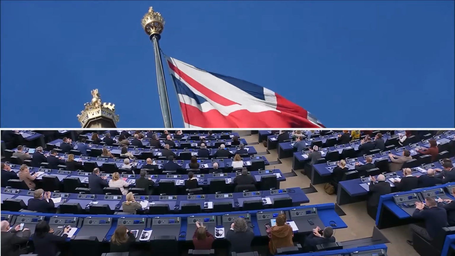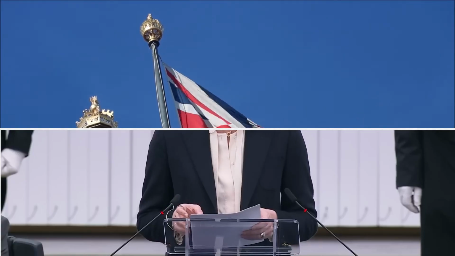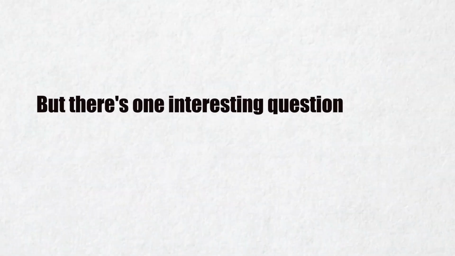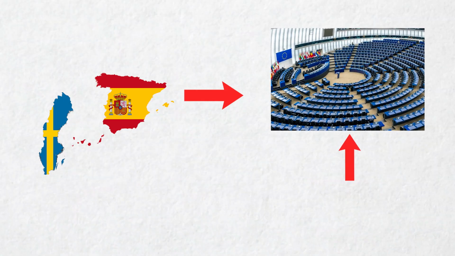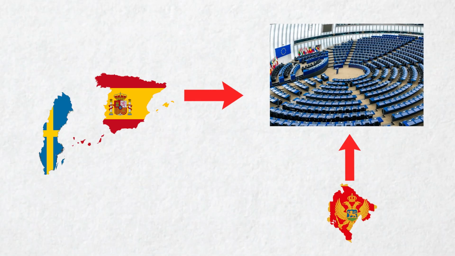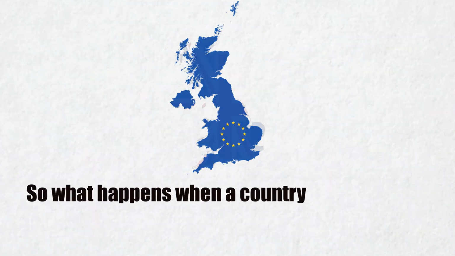We all know that after January 31st, 2020, the UK left the European Union, and everyone assumes that was the end of it. But there's one interesting question nobody asks. Every country in the EU has representation in the European Parliament, and every new country that joins the EU also gets seats in it. So what happens when a country leaves the Union?